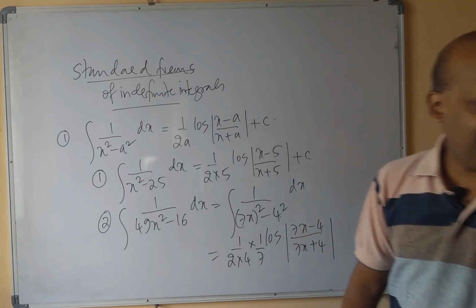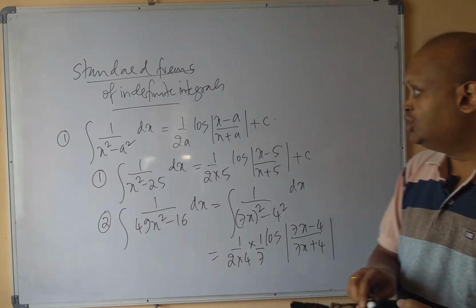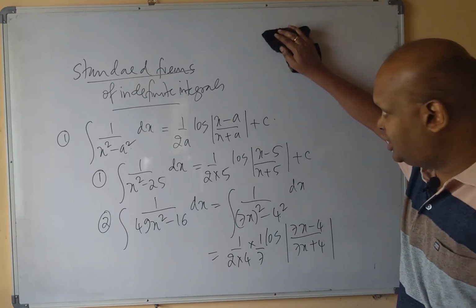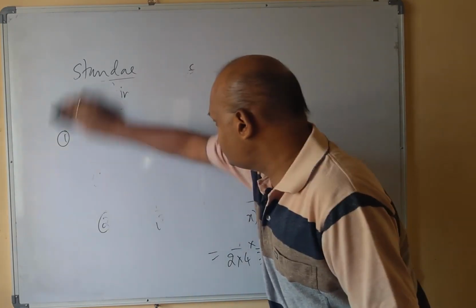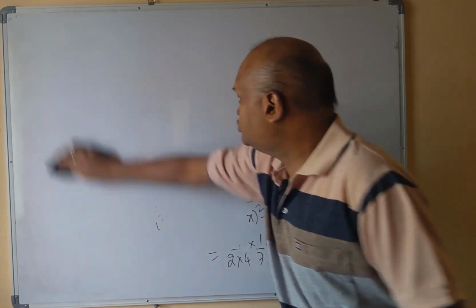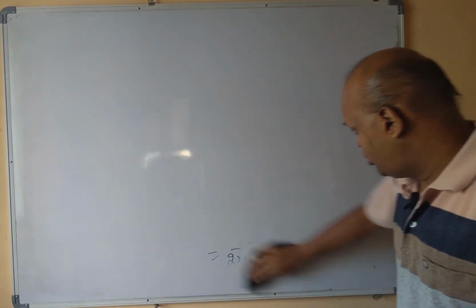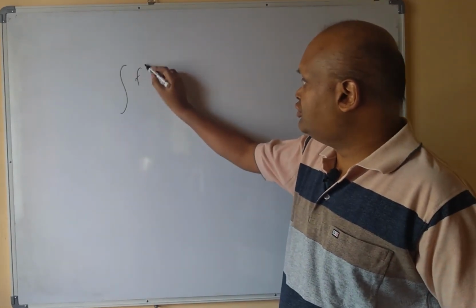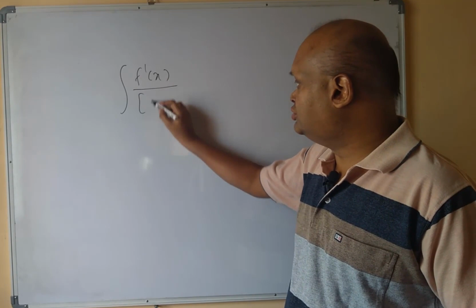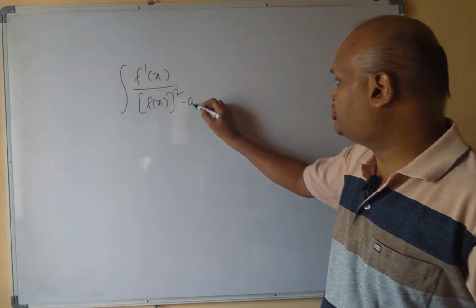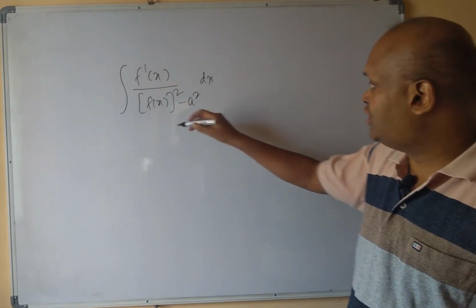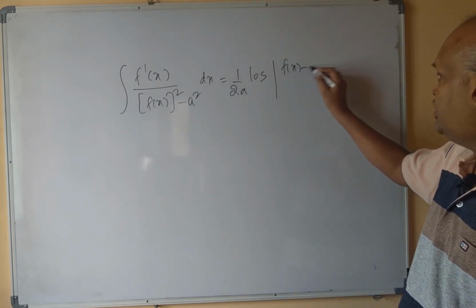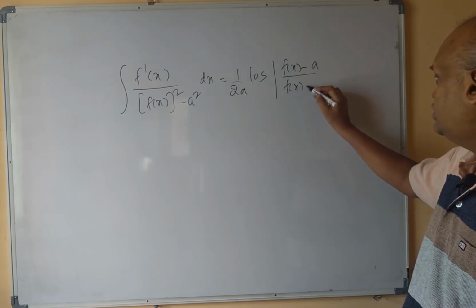Now I am going to discuss the next example, very quickly. My next concept of discussion is this one. Integration of, I am just extending this formula now, f(x) whole square minus a square, with f dash x dx, meaning the derivative of f(x) is f dash x. So it is 1 by 2a log of (f(x) minus a) upon (f(x) plus a) plus c.